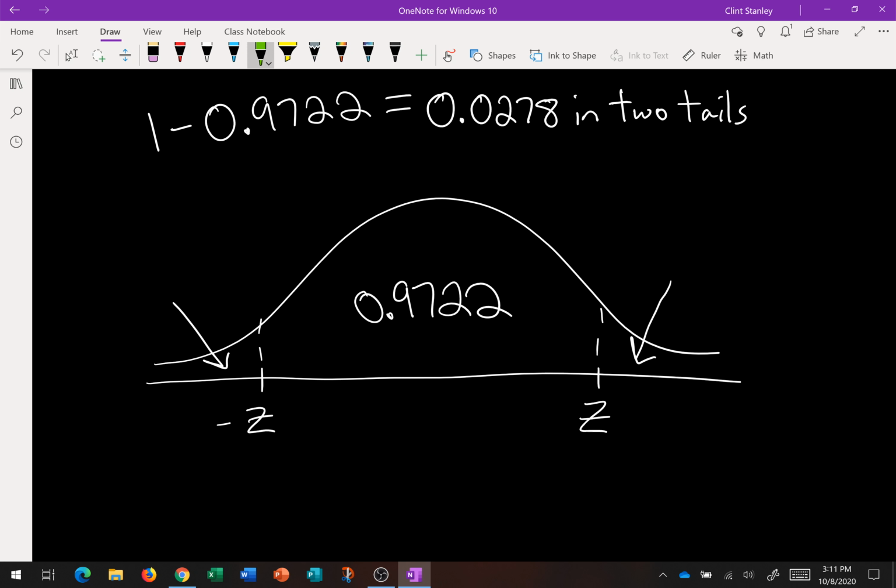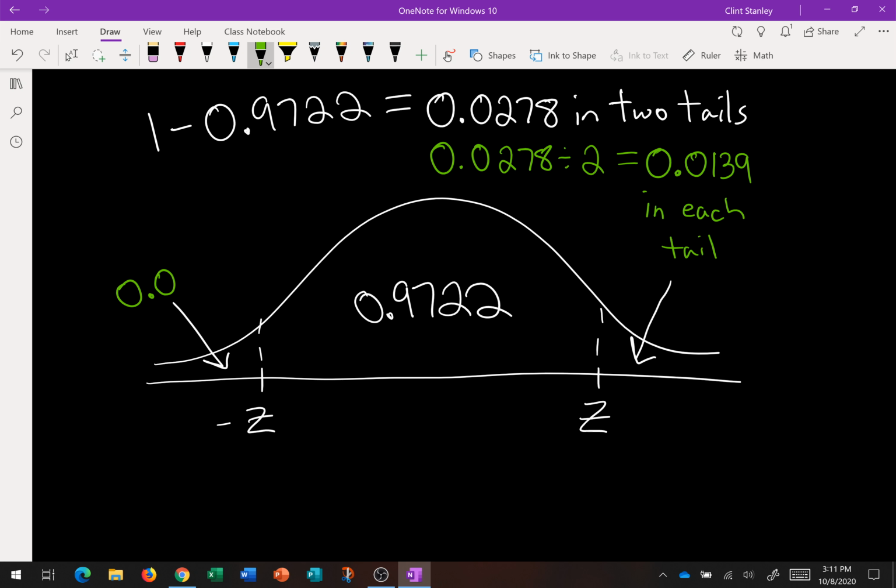But really what we need is to know just how much is in one tail. So we could do 0.0278 divided by 2. Okay, I left my 8 off there. Okay, so 0.0278 divided by 2 tells us that there's going to be an area of 0.0139 in each tail. So that means over here on this left side, we've got an area of 0.0139. So what that's let us do is we've turned this into a left-tailed problem now. So that's one we already know how to do.